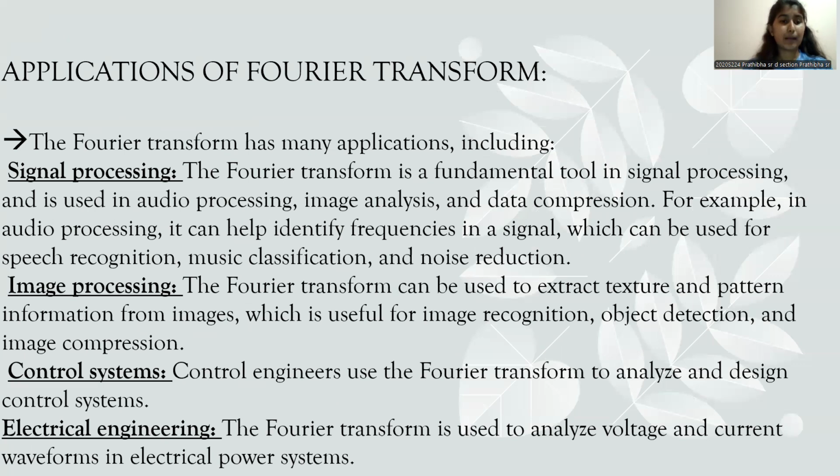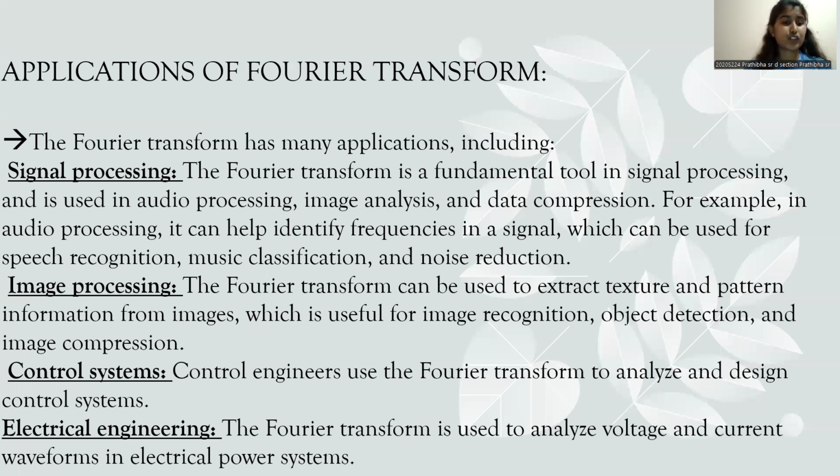Now, let us see the applications of Fourier transform. The applications of Fourier transform may include signal processing. The Fourier transform is a fundamental tool in signal processing and it is used in audio processing, image analysis, and data compression. For example, in audio processing, it can help to identify the frequencies in a signal which can be used for speech recognition, music classification, and also in noise reduction.